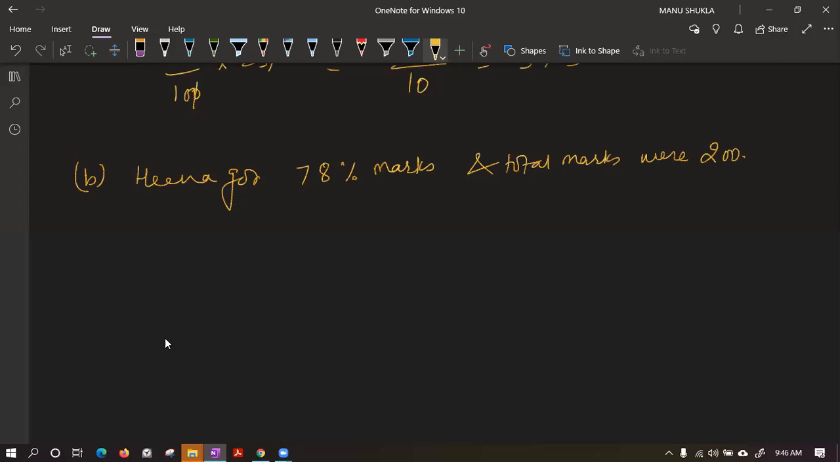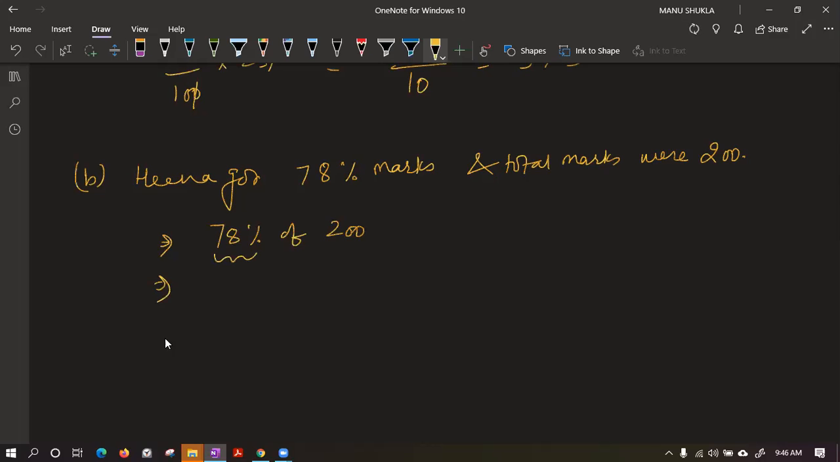Diti, nice. So we have to actually find 78% of 200. Very good. We have to find 78% of 200. No, Manit, one mistake is there. We have to find 78% of 200. This is the mark she has got. And this is very simple.